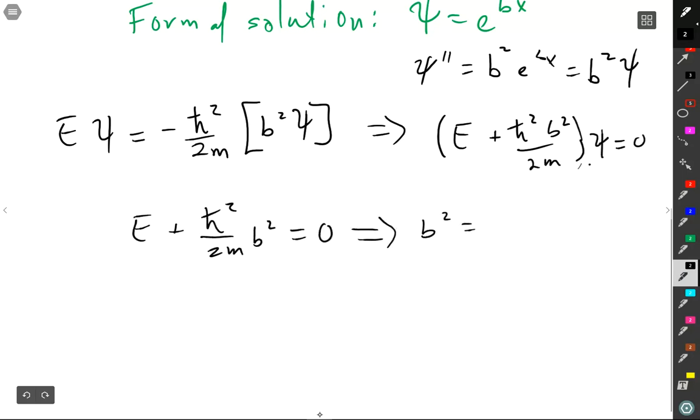Is it an E plus? Yes, that's a plus sign. Therefore, b squared is equal to, we usually put the E after the 2m. I start writing things out just in the order that makes sense to me, and then I look at the answer and I'm like, well, that's not the way everyone writes it every time. This is the way everyone writes it every time. So b squared is minus 2mE over h bar squared.